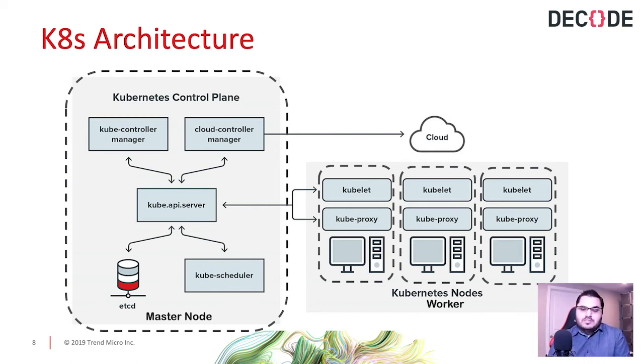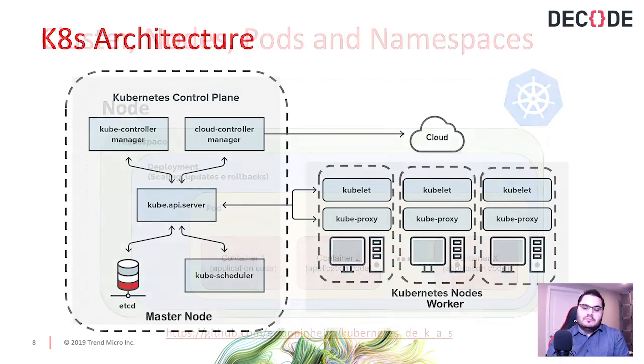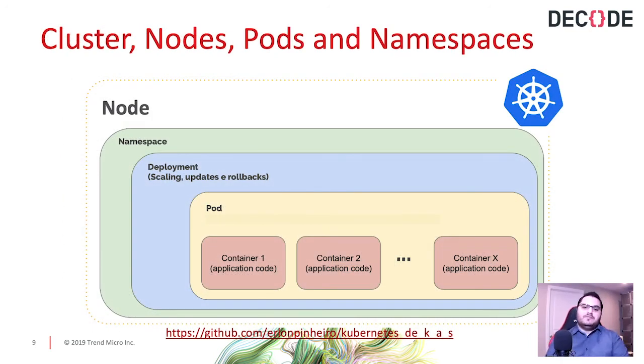Okay, so this is a high level of the Kubernetes architecture. Next, we're going to see a little bit about the objects and some components that can be created inside your cluster. So here we have the cluster, nodes, pods, and namespaces, right? As I said, the pod is an object inside the Kubernetes cluster. It's the smallest unit that you can have in your cluster.